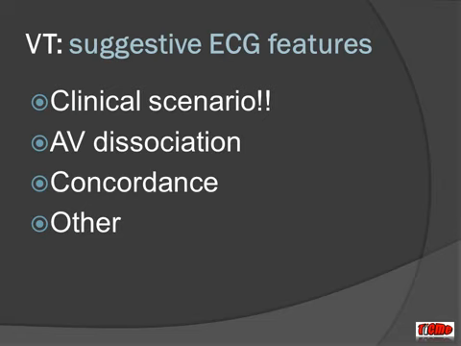Remember what I said, if you're an adult male with cardiovascular risk factors, or you have structural heart disease, you're almost certain to have VT when you have a regular WCT. The next things we can do to try and work out whether it's VT or not is using the presence of AV dissociation, looking for concordance, and looking for other morphological features.